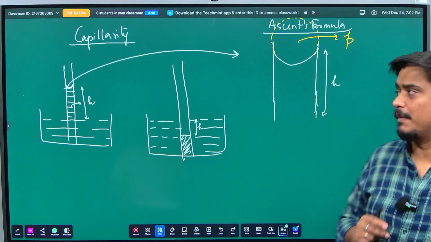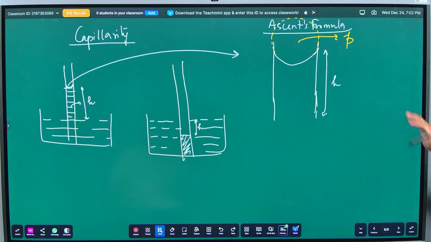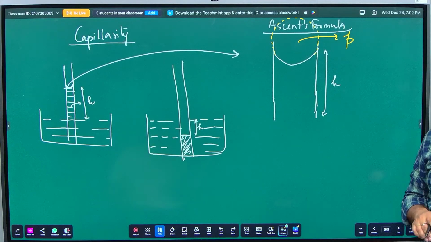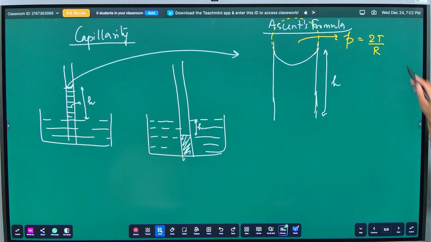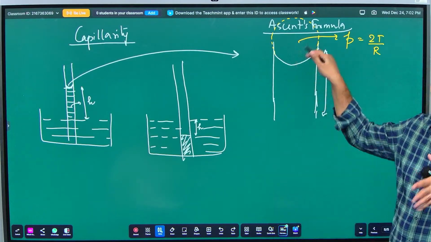Sorry, coming back. So now this excess pressure only is pulling the liquid above. That's what I was trying to say. Now what is excess pressure here? 2T by R or 4T by R? 2T by R. Why 2T by R? Because only one surface, liquid and the air above it.